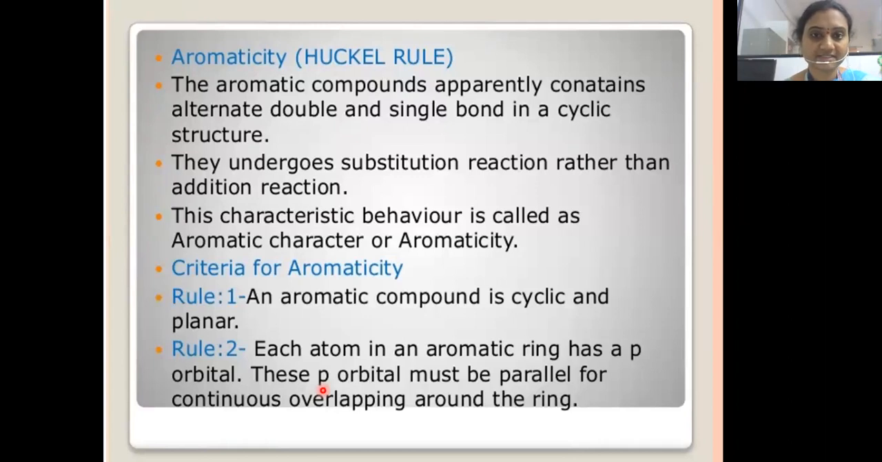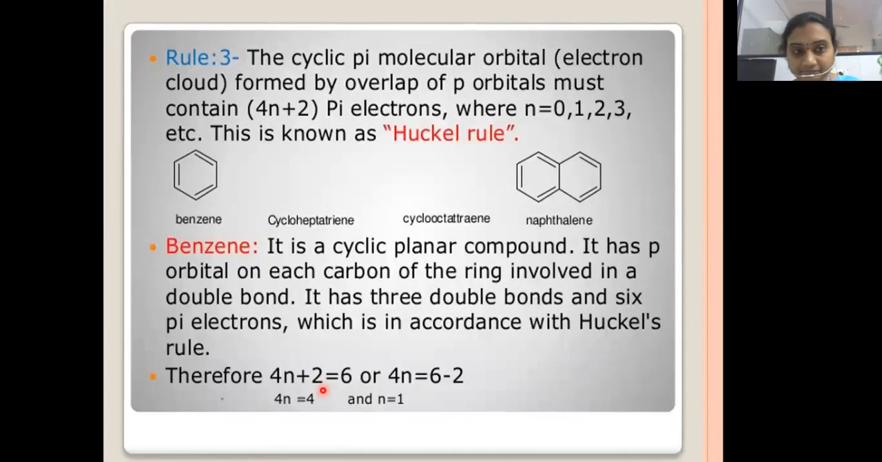Aromatic compounds contain alternate double and single bonds in a cyclic structure and also undergo substitution reactions rather than addition reactions. This important characteristic behavior is called aromatic character or aromaticity. For the criteria of aromaticity, some rules are derived by Huckel. According to him, rule 1: an aromatic compound must be cyclic and planar. Each atom in an aromatic ring has a p orbital, and these p orbitals must be parallel for continuous overlapping around the ring, and it must satisfy 4n plus 2 pi electrons.